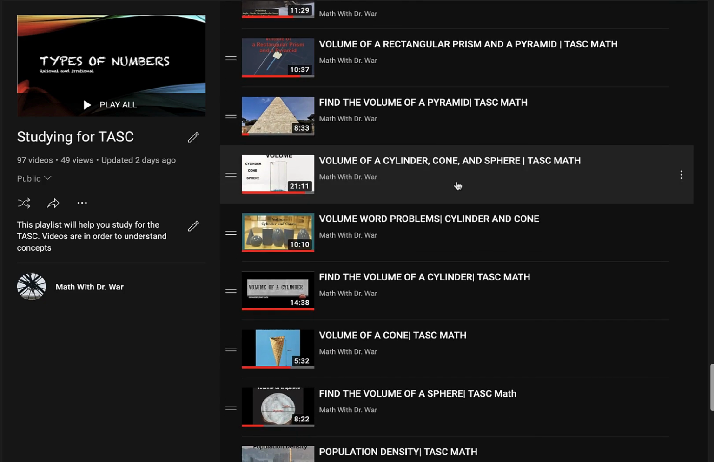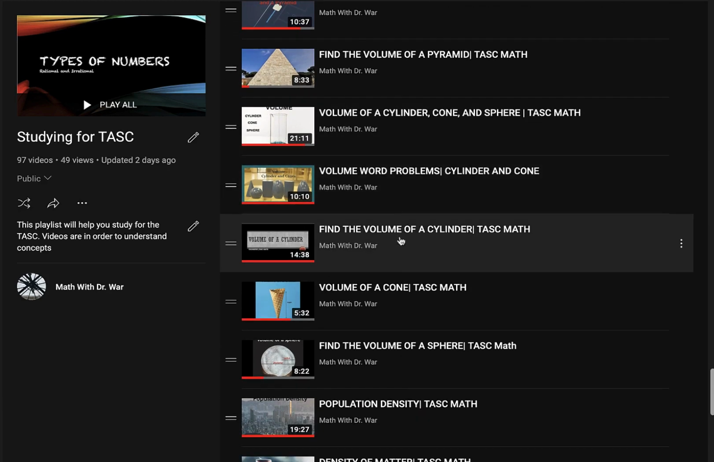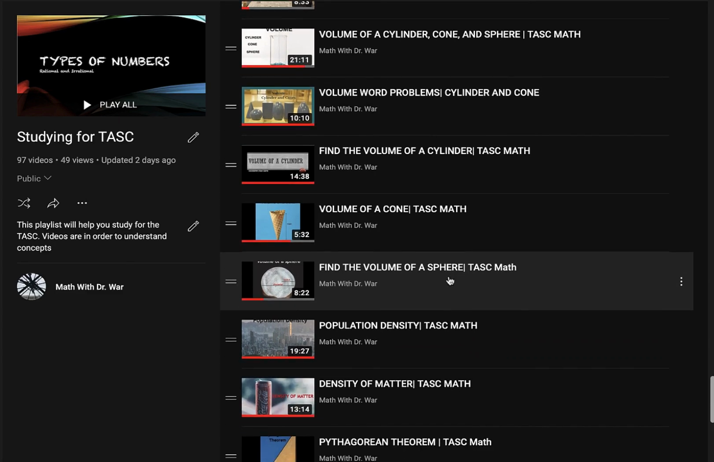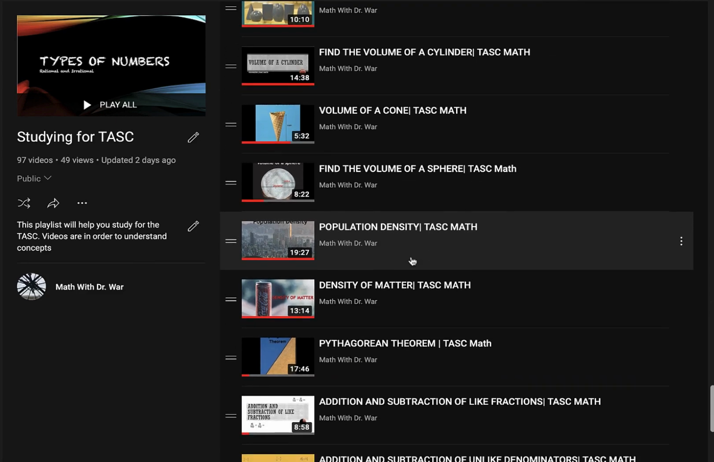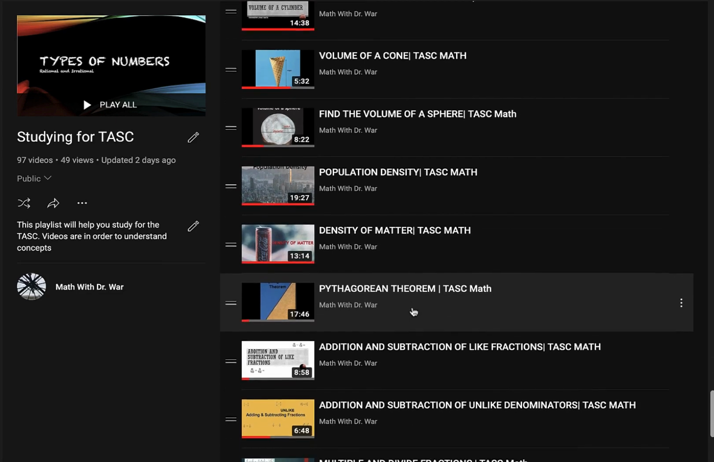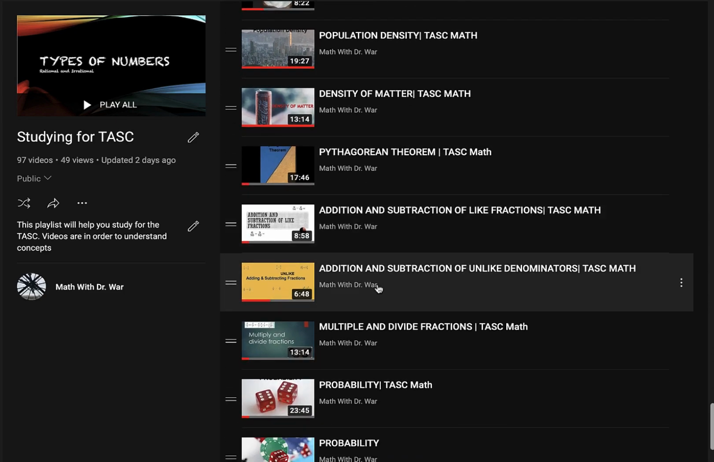Then I have a video of finding the volume of a pyramid. And then the one that gives the students the most hell is anything that has a circular base. So this is finding the volume of a cylinder, a cone, and a sphere. And then after that, I follow up with word problems. Once we got volume under our belts, we then move to population density and density of matter, followed by the Pythagorean theorem. Then I move into statistics and probability.